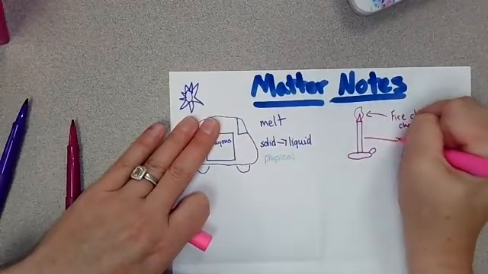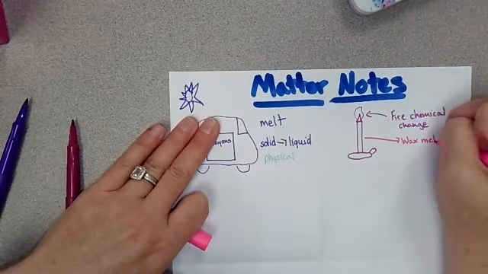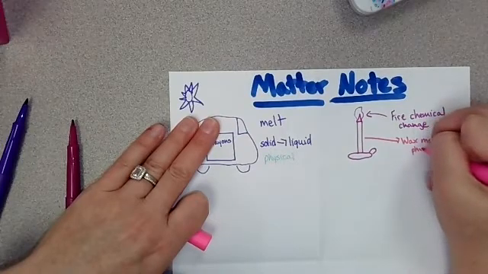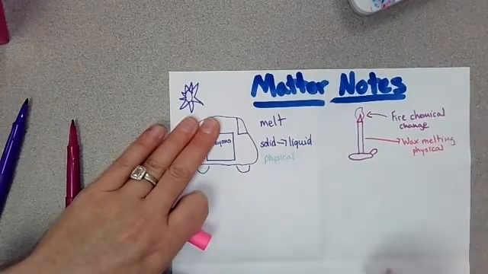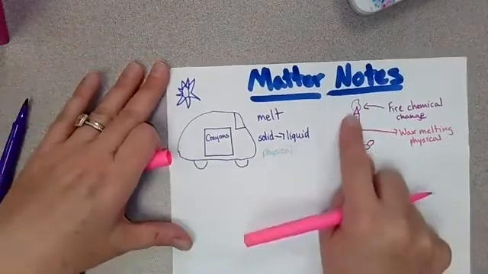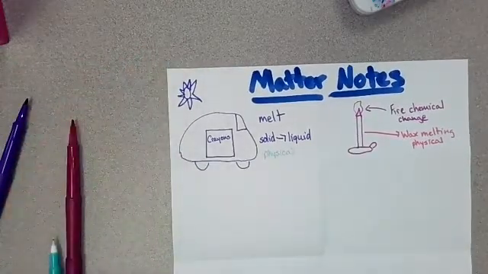And then here, the candle wax melting is physical, right? Because you can put it back. You could pour that hot wax into a mold and it would turn back into a candle. It would turn back into wax. But is that burning up wick? Can you ever put that back? No, you cannot.